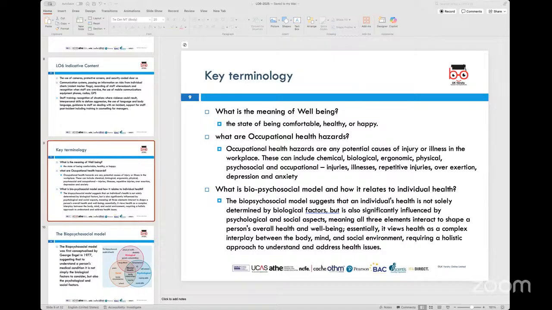Now, occupational health hazards are any sort of potential areas of danger or risk which can actually cause some sort of incidents within the workplace. When you're working within a location or an office premises, there can be different types of dangers and risks that you could face. There could be chemical risk, biological risk, ergonomic risk, physical risk, psychosocial risks, and occupational risks, which could be injuries or illnesses which could happen because of the use, overuse or misuse of any sort of equipment which has been provided to carry out certain work.